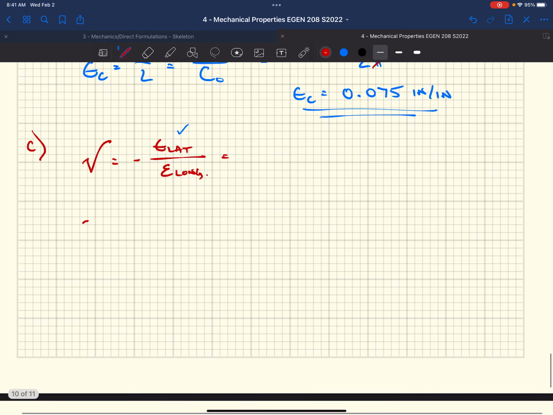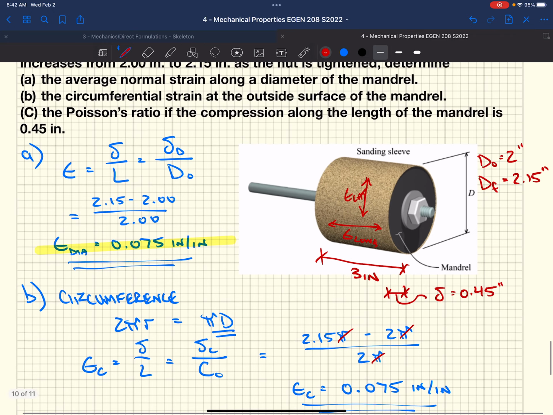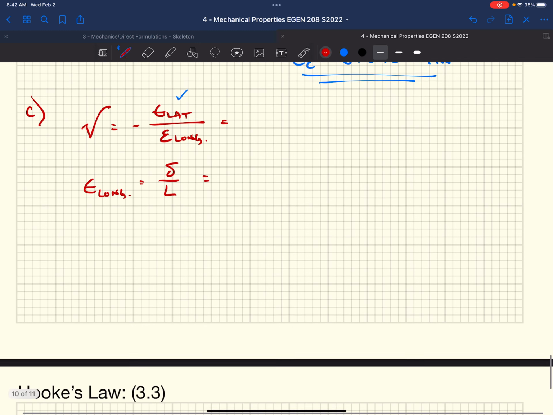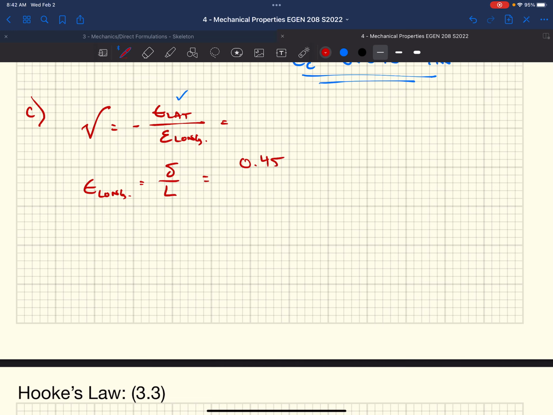So let's start down here. We're going to say epsilon equals delta over L, as it always is. Of course, being an example problem, they gave this to us very straightforward. They said that someone's going to tighten this down to the point where the length, which originally started at 3 inches, squishes by 0.45 inches. So we have our original length and our change in length. We can just plug those things in. 0.45 divided by 3.